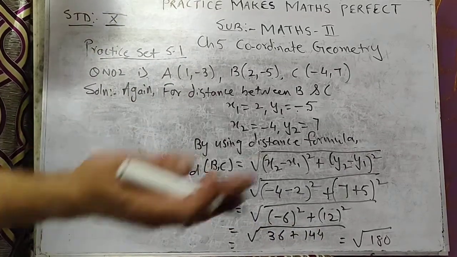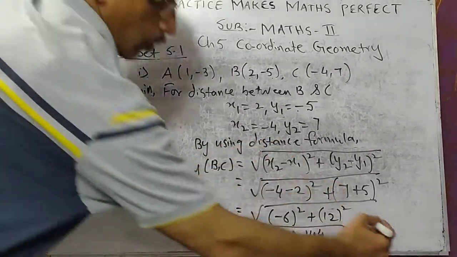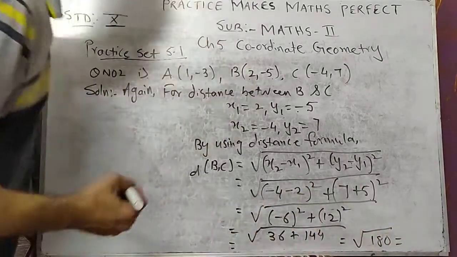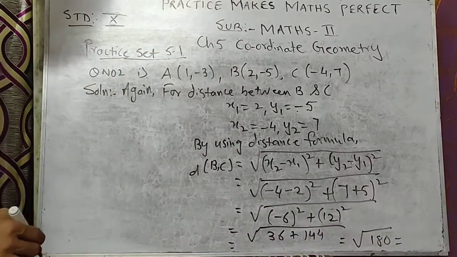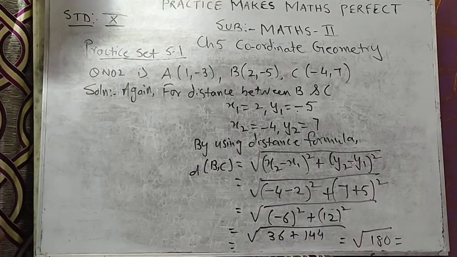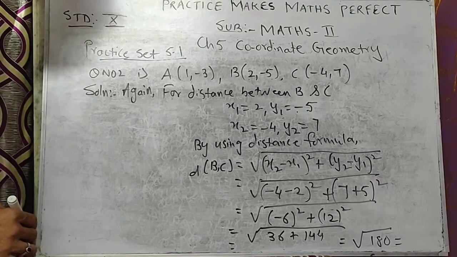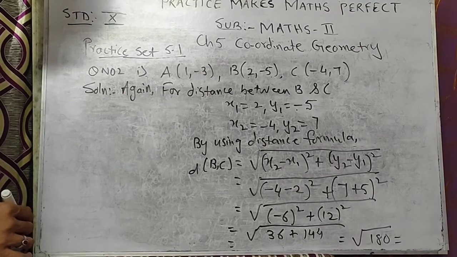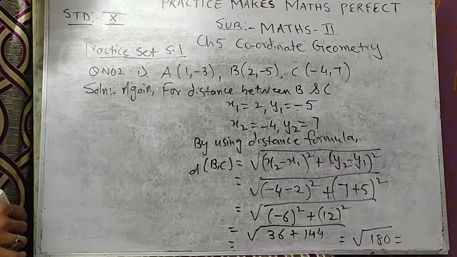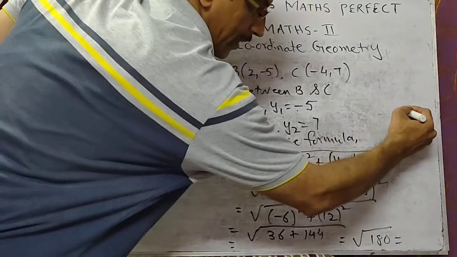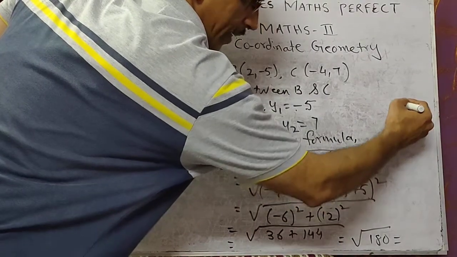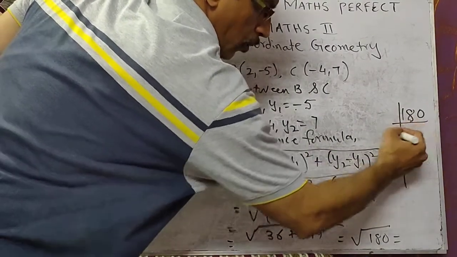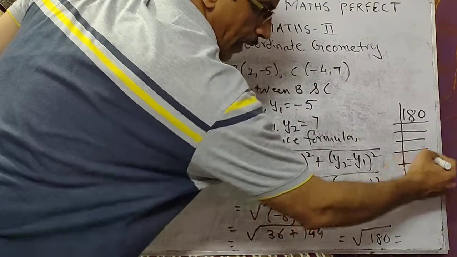Okay, 180 means what now? You have to convert this in mixed form. To bring 180 into mixed form, if you don't know, you can use the prime factor method. This is a very simple way. Prime factor method you can use. See, if you don't know, you can use this prime factor.